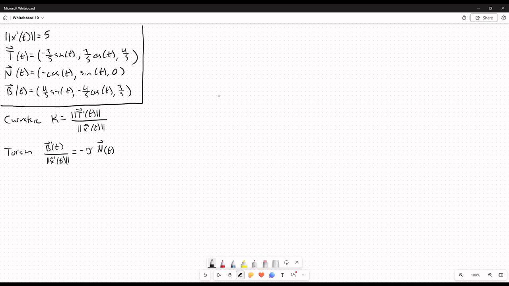We have two more features of the graph that we can determine using these moving frame vectors. One of them is the curvature, and that basically tells us how curvy is the graph. So like circles, very curvy, lines, not very curvy. This will be measured by the rate of change of the tangent vector over the speed of the graph. That's what that's going to be.